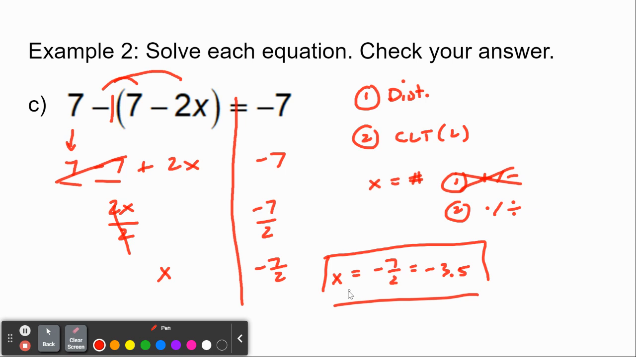Now, I'm introducing you to how Savvis works. Savvis is our online homework system. So again, when you have to answer the question, if you look in the blue writing, it tells you if it wants an integer, a fraction, or a decimal. So just make sure you pay attention to that.